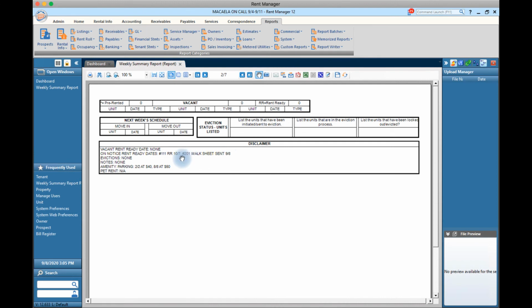really perfect. She didn't have a rent ready date, but what she did is she provided the date she sent the walk sheet in. So that's really great. That'll give us a gauge of when we can expect that rent ready date from maintenance. So if you don't have a rent ready date yet, just go ahead and put the date that you have sent the walk sheet in, or the date that you are going to be sending the walk sheet in.